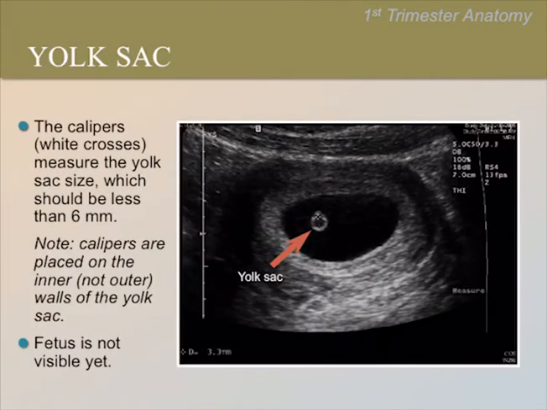Here you can see a gestational sac with a yolk sac. The fetus is not visible yet because this is a very early pregnancy. The yolk sac should be less than 6 millimeters in a normal pregnancy. When measuring the yolk sac, the calipers are placed on the inner walls of the yolk sac, not the outer walls.